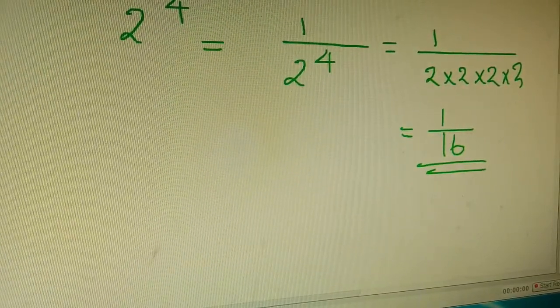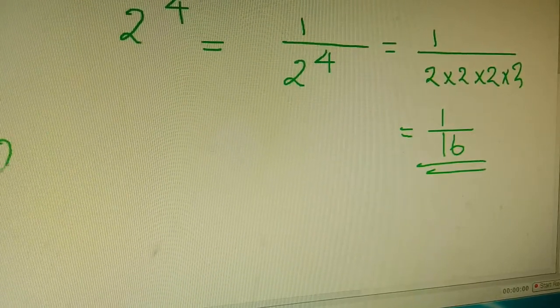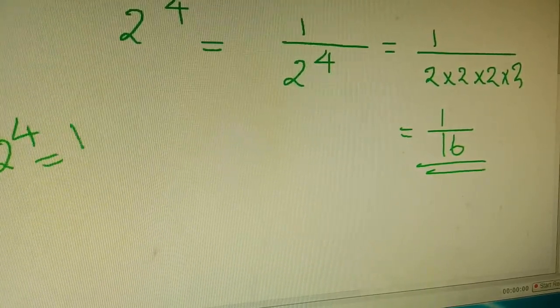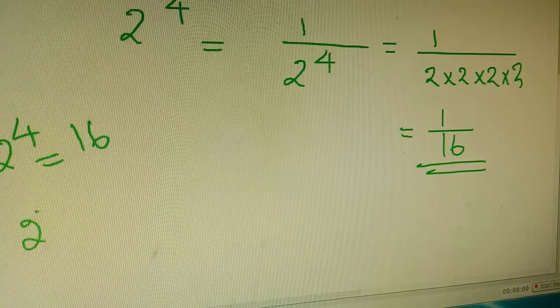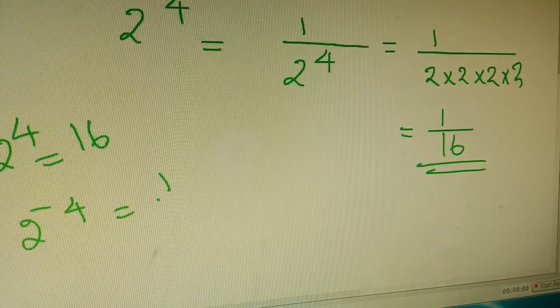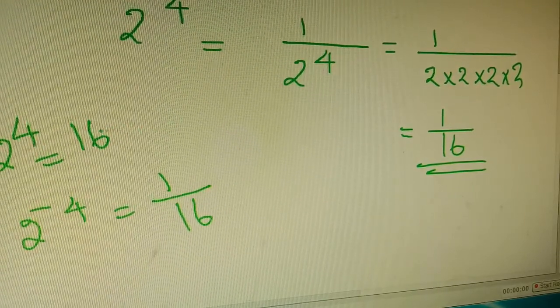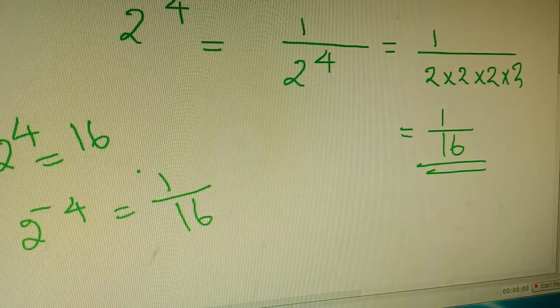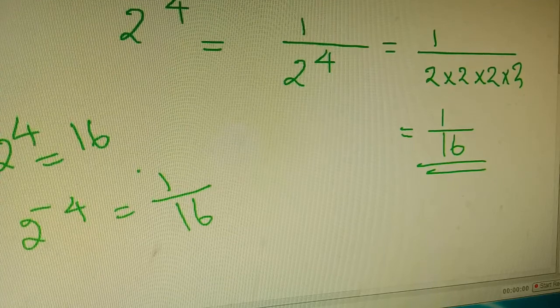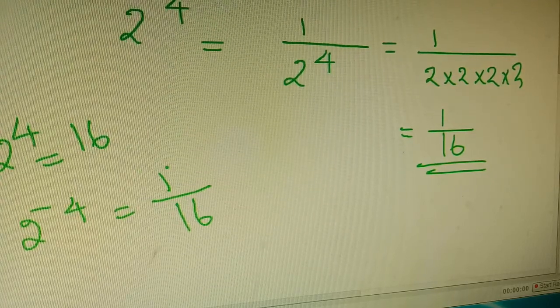But we know 2 to the power of 4 is 16, but 2 to the power of negative 4 is 1 by 16. That is the difference. 2 to the power of 4 is 16, and 2 to the power of negative 4 is 1 by 16.